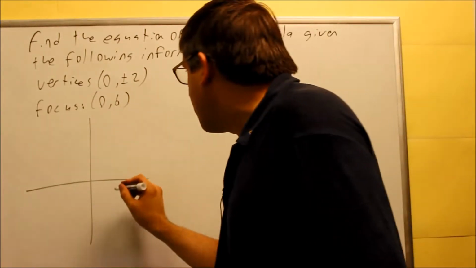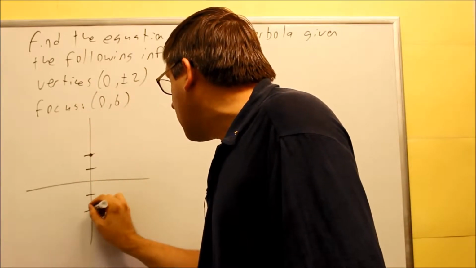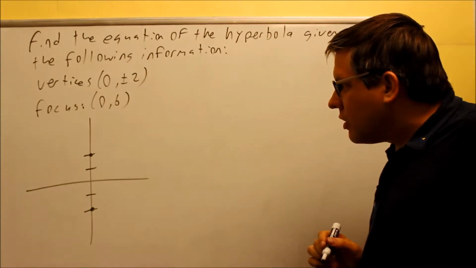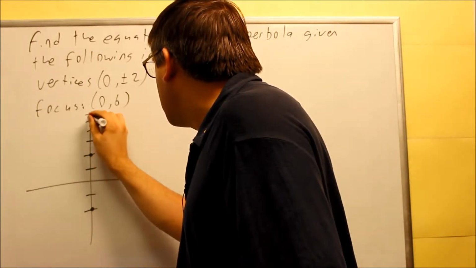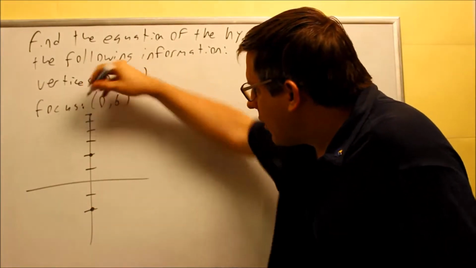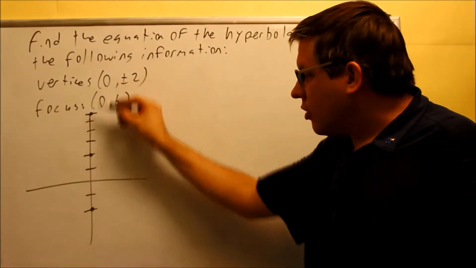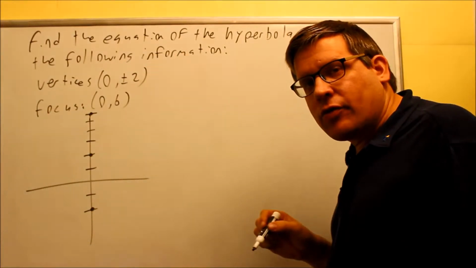Vertices are (0, plus or minus 2). So we're going to go up and we're going to go down. So those are your two vertices. We have one focus at (0, 6), way up here. Alright, so I have that point right here, and I know that I'm going to have a hyperbola opening up and down. I know that for sure.